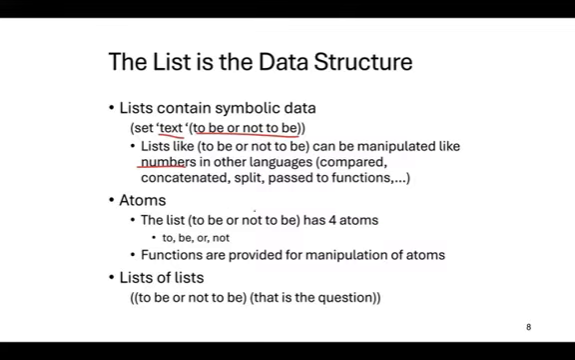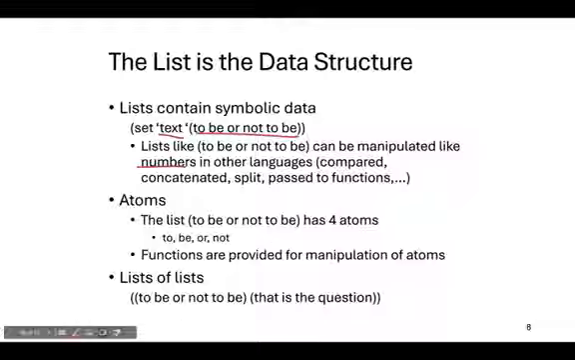So the list here contains four main atoms: to, be, or, not, and then there are repetitions of those atoms, but the main atoms we have here are mainly four atoms. And we have functions in order to manipulate the different atoms we have, but at the end, the list contains atoms. You can also create a list of lists, so you can do that in Lisp as well.